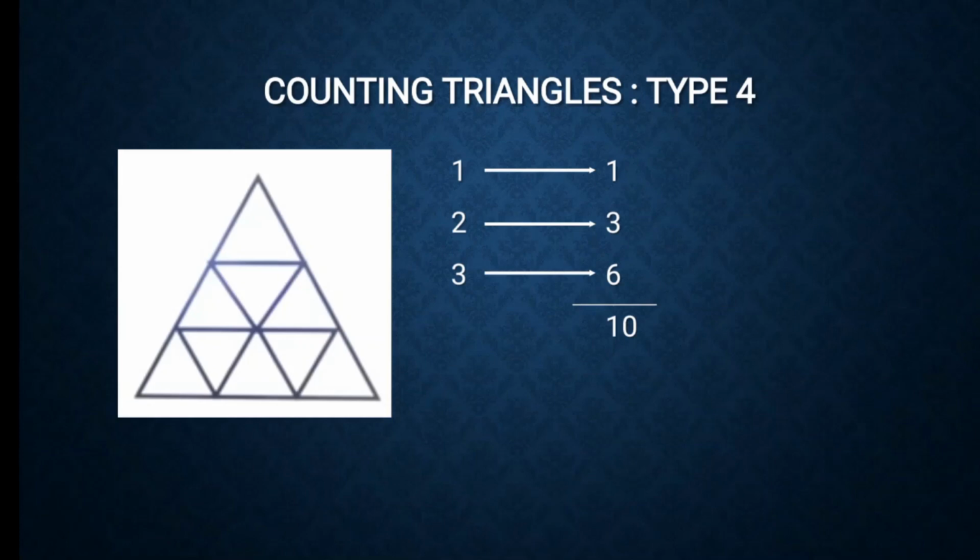10. After that, the second step of the process was to eliminate the alternate numbers starting from the bottom. So I am eliminating the numbers. 6 is eliminated and 1 is eliminated. So I'll get 3 as the remaining number. So I'll add 3 to the number of triangles. So the answer will be 13. There are a total of 13 triangles in this figure.